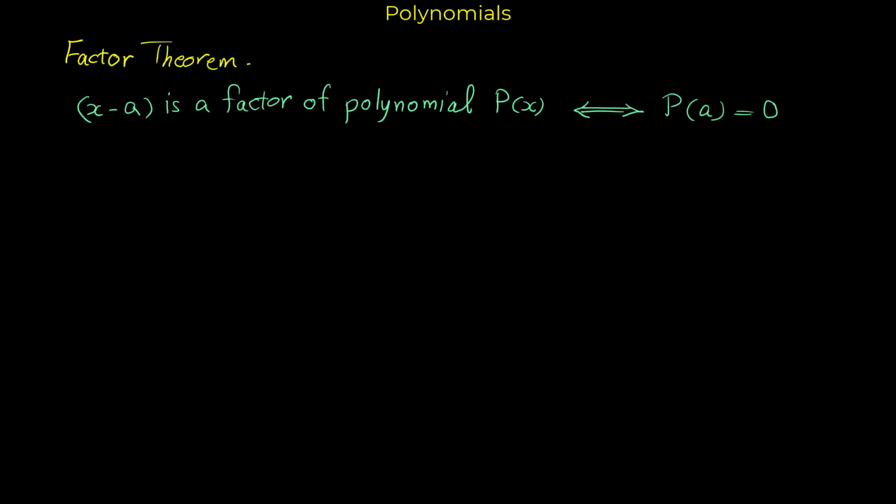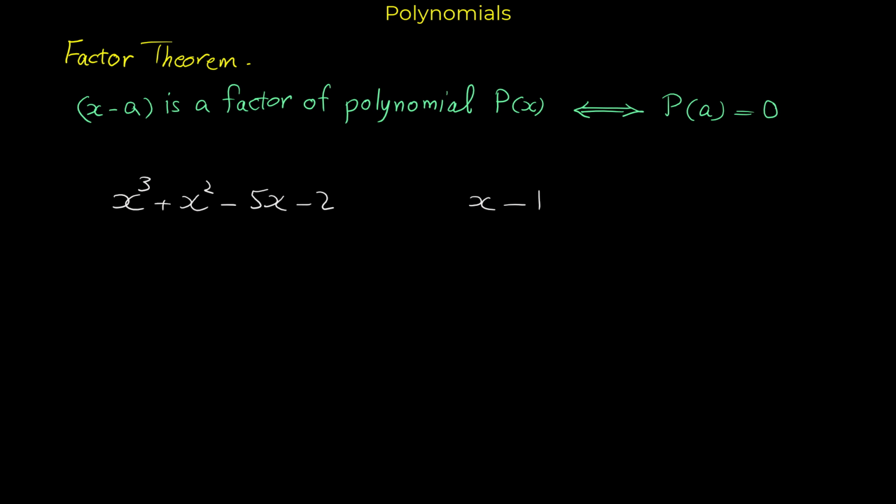Let's see what the factor theorem is. x minus a is a factor of the polynomial p(x) if and only if p of a is 0. To understand the factor theorem, let me give you an example. Consider this polynomial x to the 3 plus x to the 2 minus 5x minus 2.